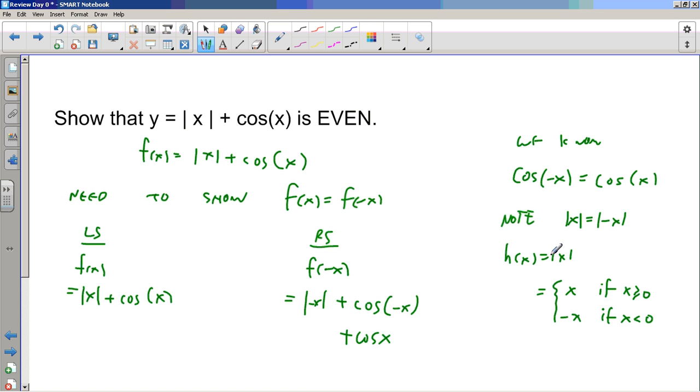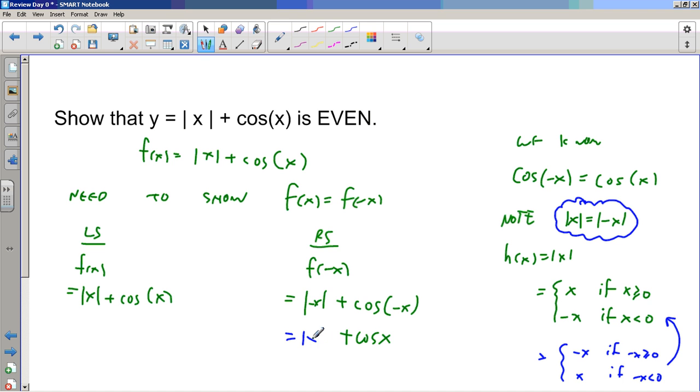Right? Now, what happens if I replace this with negative x? Well, it's going to be the very same function, isn't it? Right? They'll sort of switch places. If negative x is greater than 0, or if negative x is less than 0, these are the same function. So in fact, this is a rule. We never talked about it then, but it is true that the absolute value of negative x is equal to the absolute value of x.